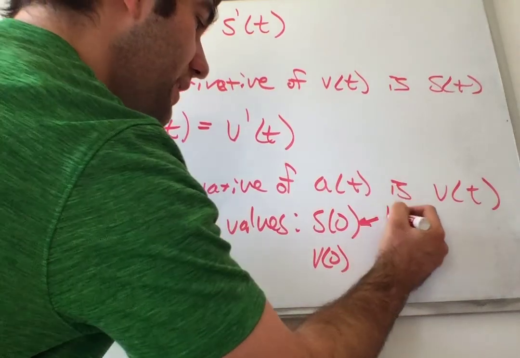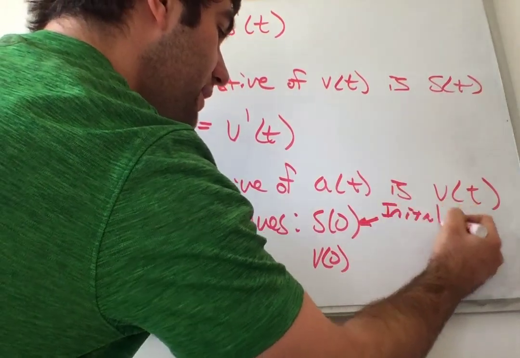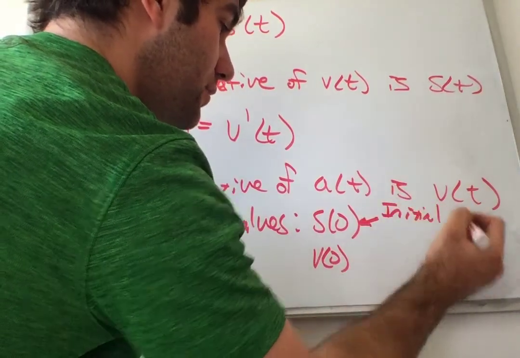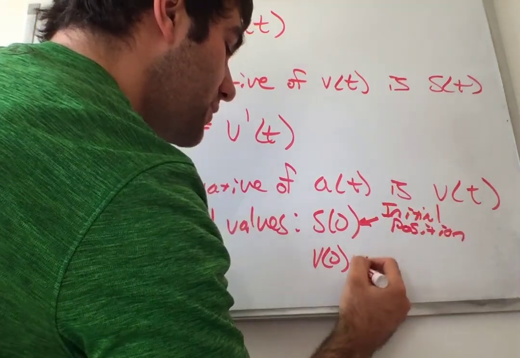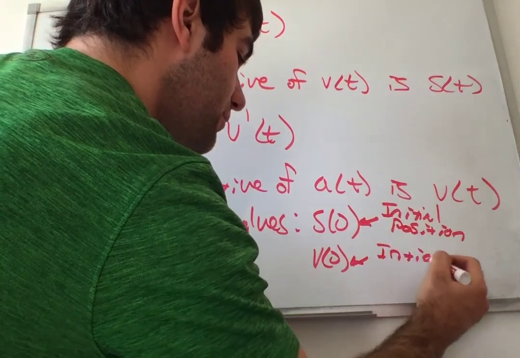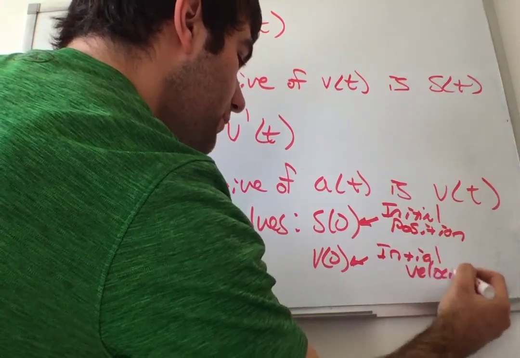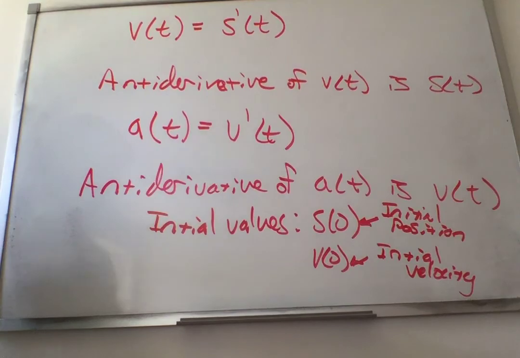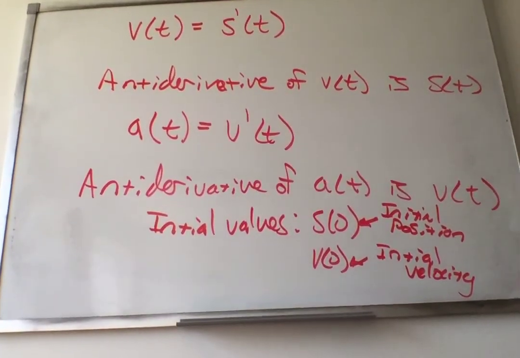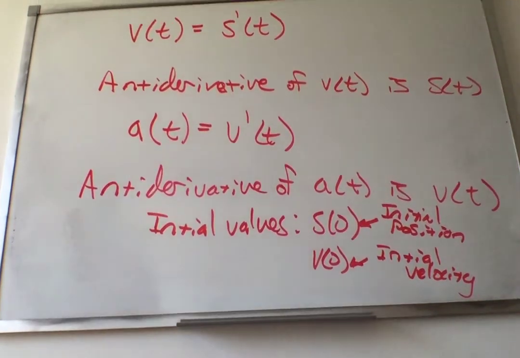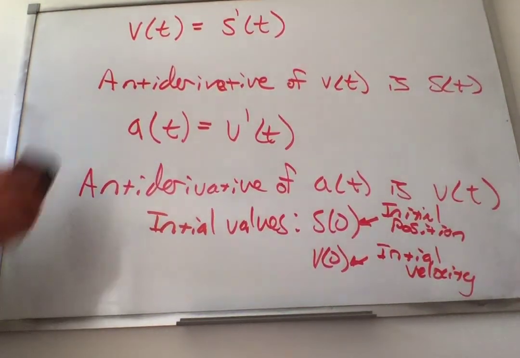So this one is the initial position, and this one is the initial velocity, okay? So you have an initial position, initial velocity. Remember, we're talking about time here. So t equals 0. We're not going to have any negative values. So let's go ahead and look at a problem.